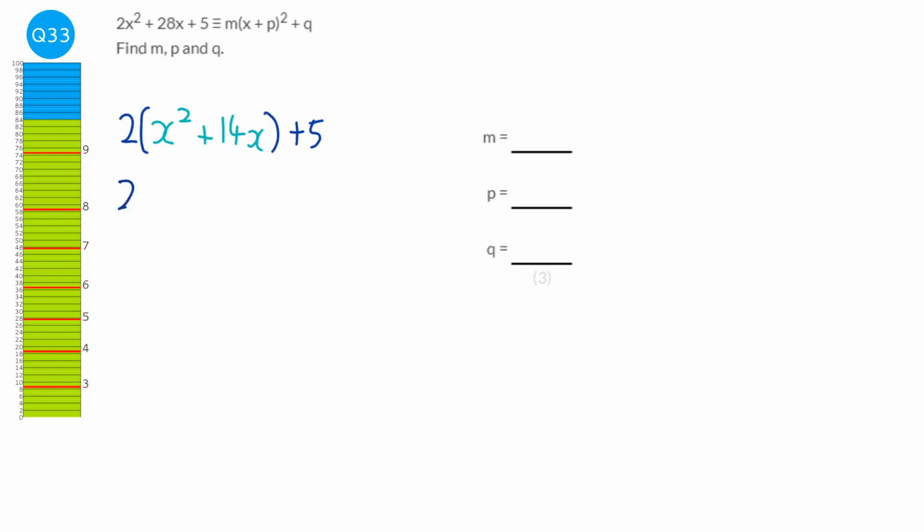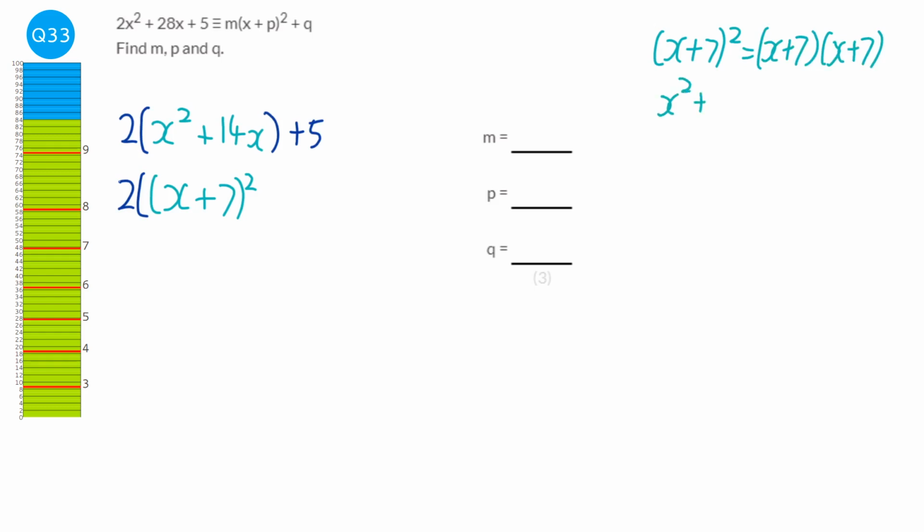Now we're going to complete the square here. So that will give us brackets x plus half of the x coefficient, which is 7, squared. And I'm just going to expand that quickly here. So x plus 7 squared is the same as x plus 7, x plus 7. And when we expand that, we get x squared plus 14x, which is good. And then we get plus 49. Now this bit here is the bit we need to remove. So what I'm going to do here is just take away that 49, because we don't really want that 49.